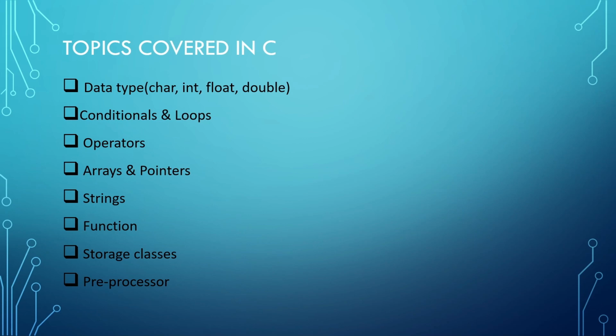String. A string in C programming is a sequence of characters. Strings are used to store text and characters. Function. A function is a group of statements that perform a specific task together. Storage class. A storage class in C programming is used to determine the visibility, lifetime, and memory location of any given variable. Preprocessor. The C preprocessor is a macro processor that is used by compiler to transform our code before compilation.